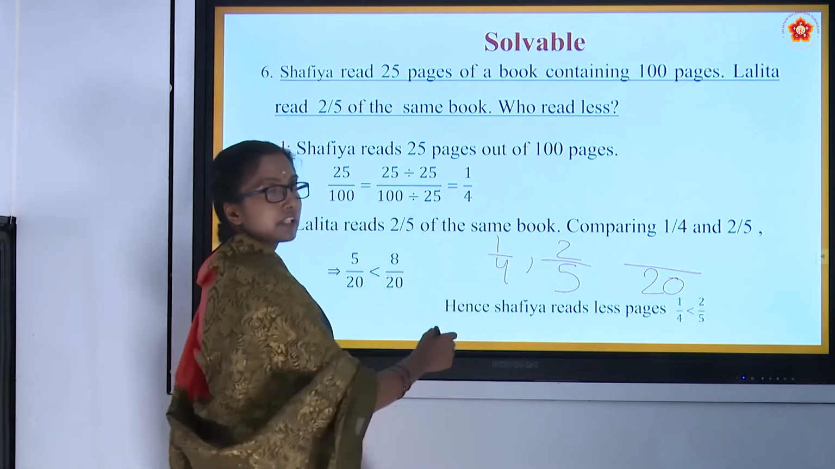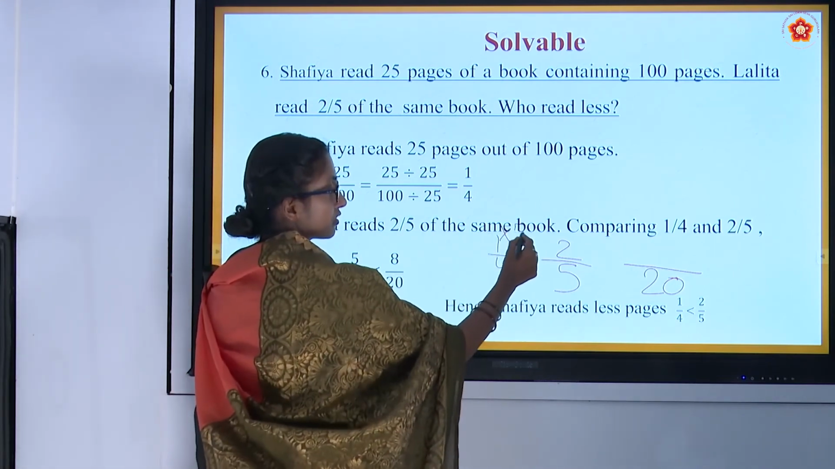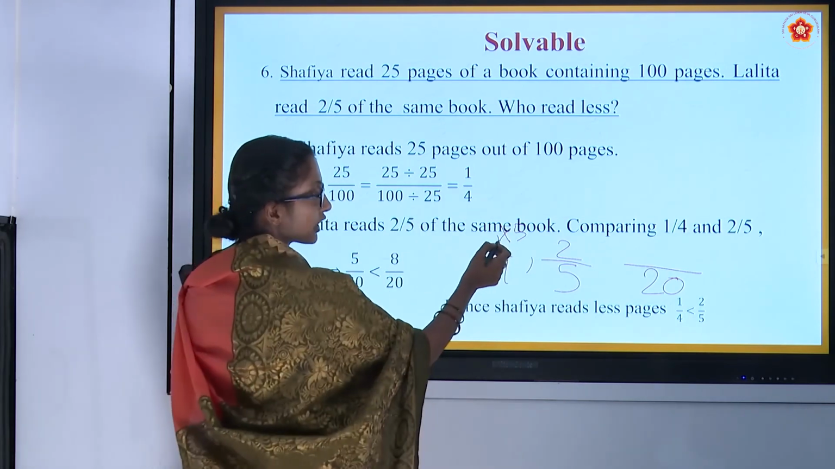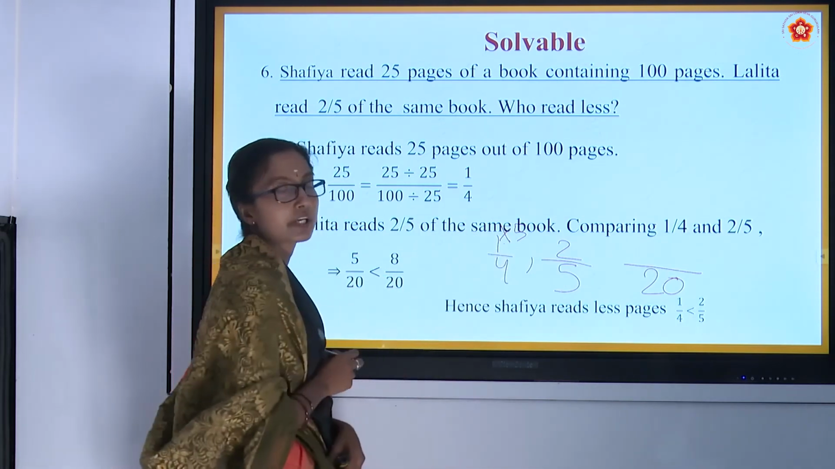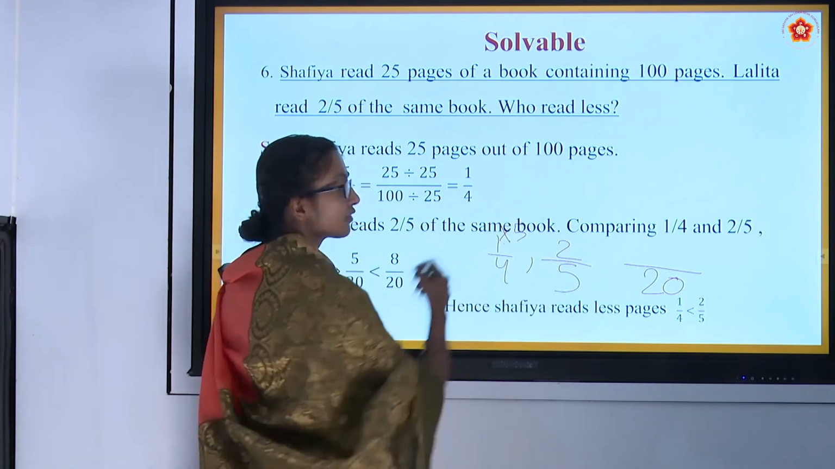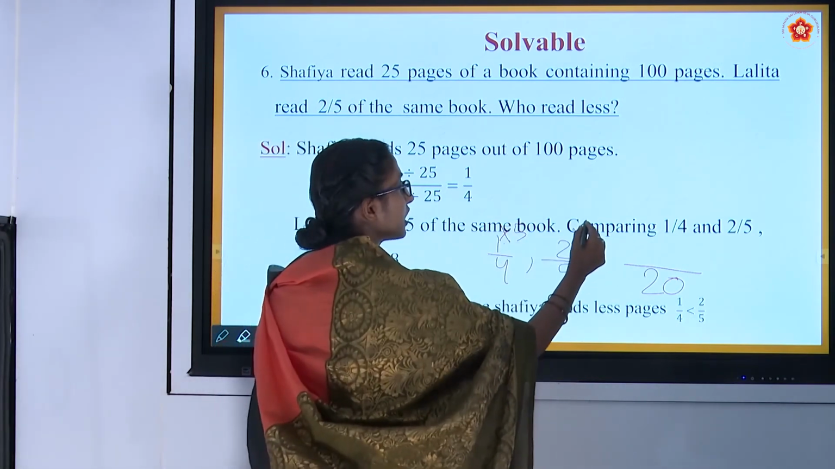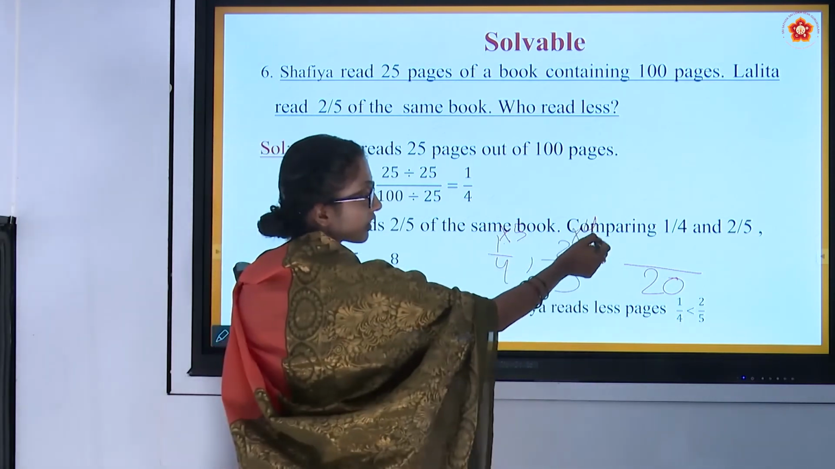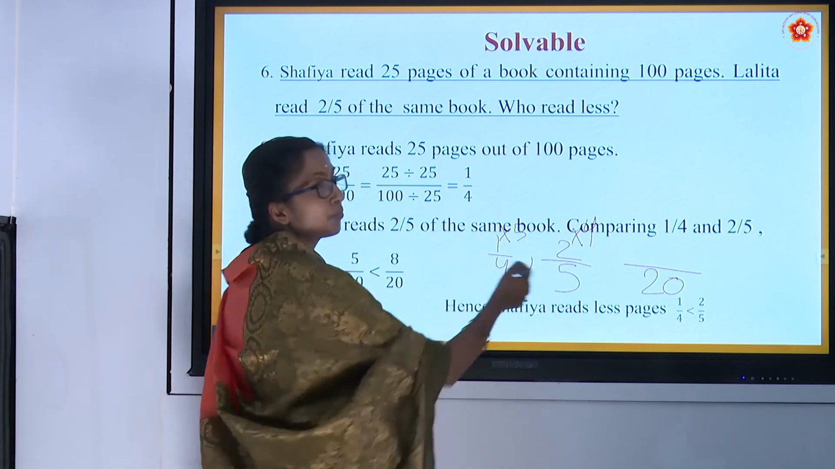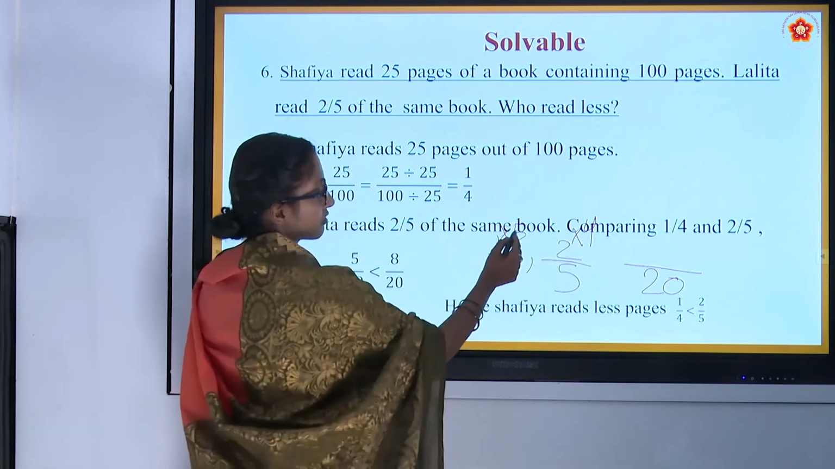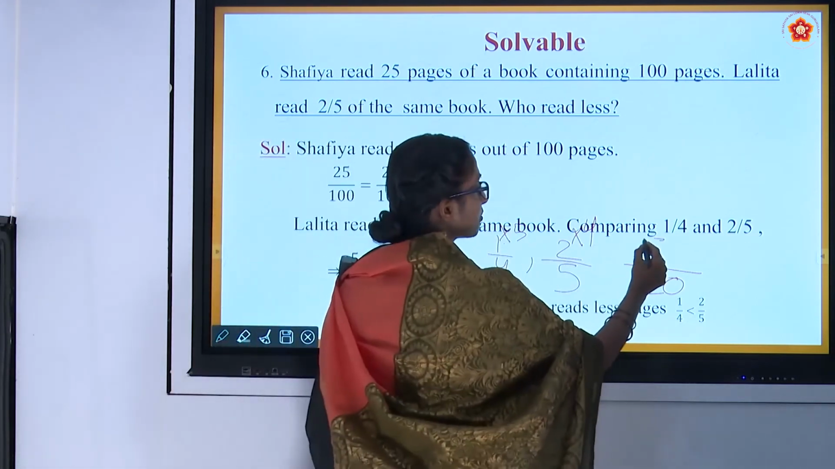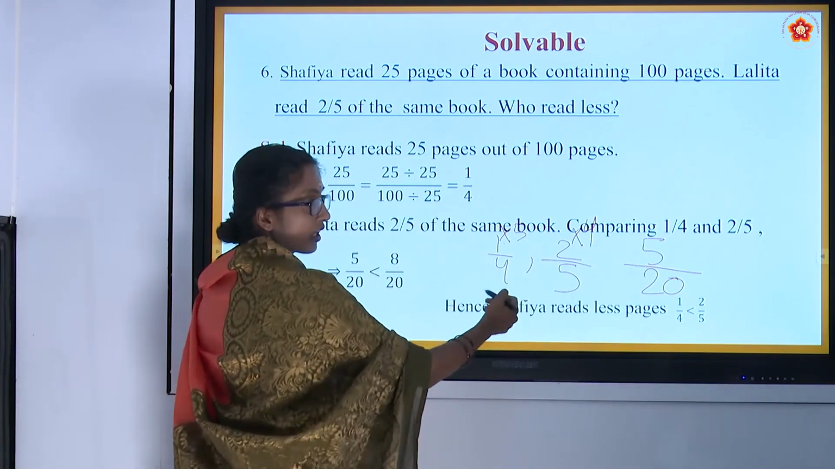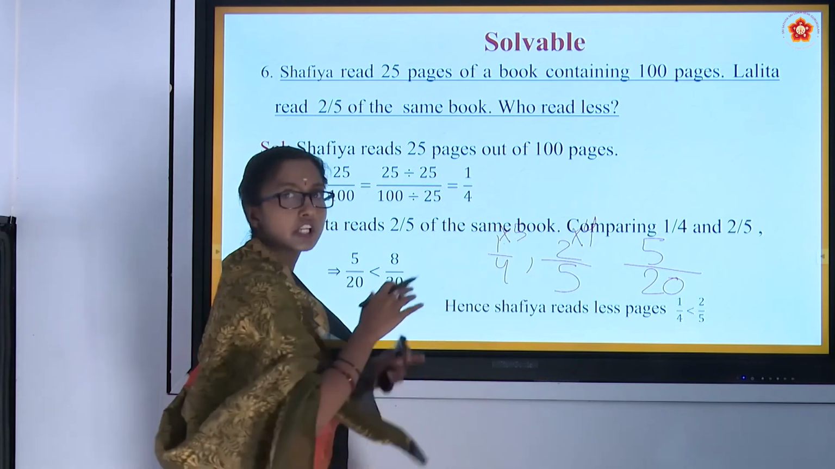4 times how much is 20? 4 into 5 is 20. So that 5 we are going to multiply with the numerator. 5 times how much is 20? 5 fours are 20. So we are multiplying the other number with the numerator. 5 ones are 5, so 5 by 20. Then the denominator will be the product of both the denominators.